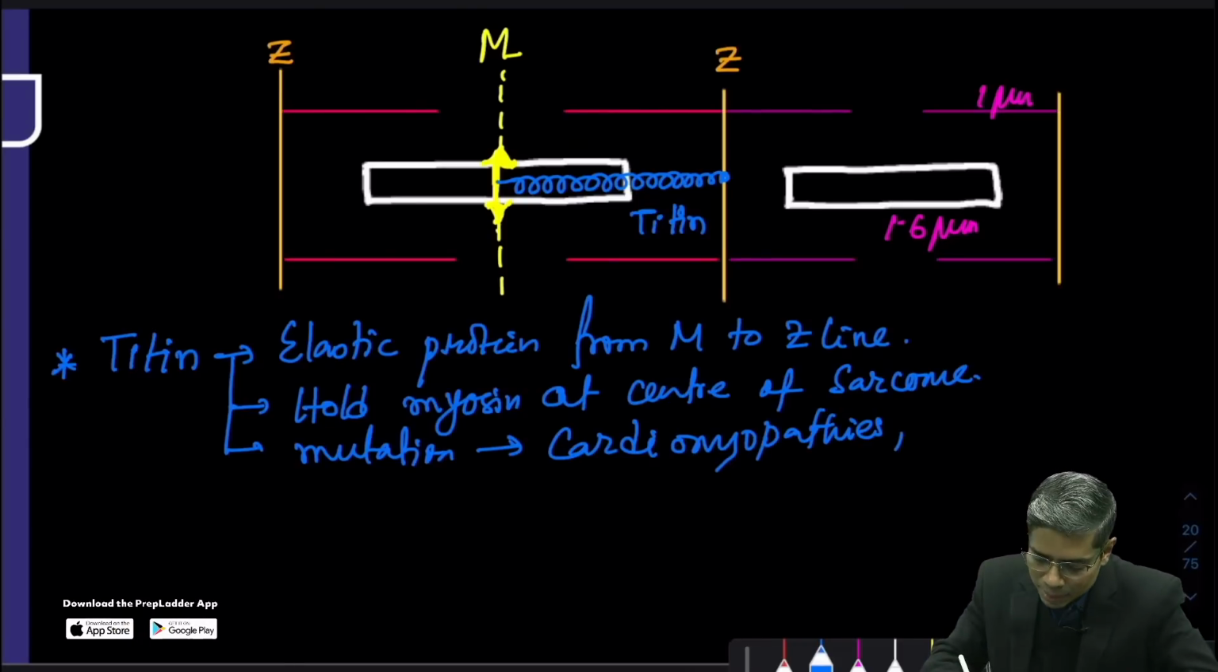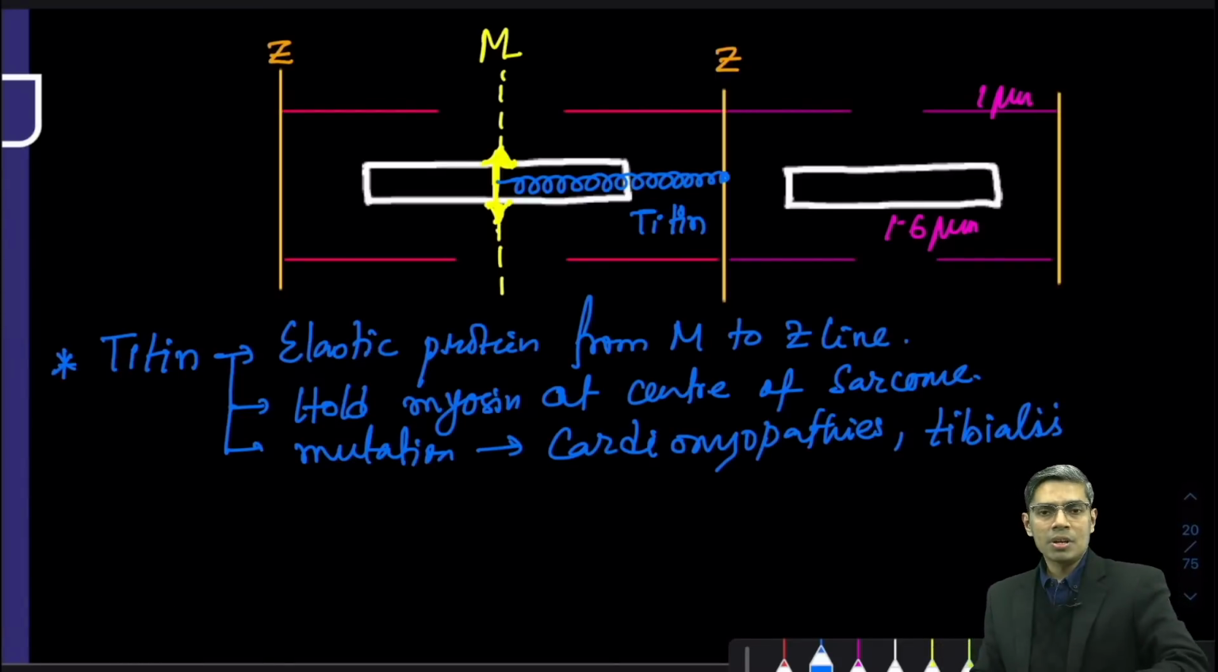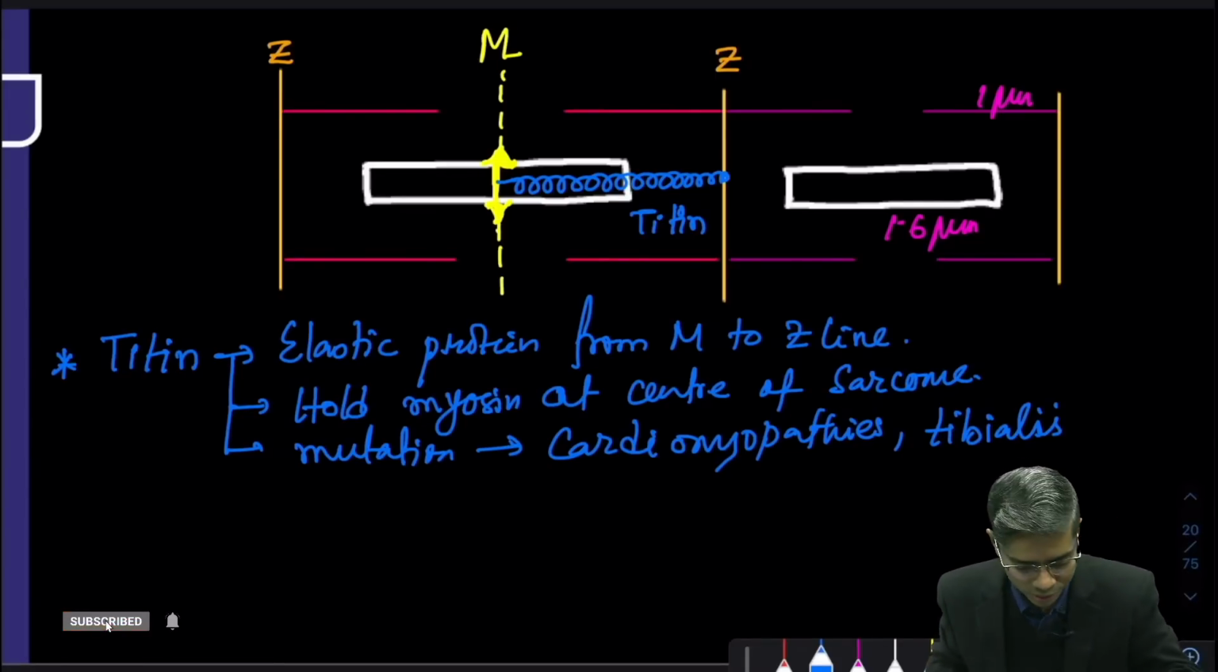And second, if there is mutation of this titin in skeletal muscle, there will be myopathy, but typically the myopathy that has been found out is the tibialis muscular myopathy. So, tibialis myopathies and cardiomyopathy, particularly hypertrophic and dilated cardiomyopathy, you have to remember. Very good, right. Okay. So, this is the first protein, titin.